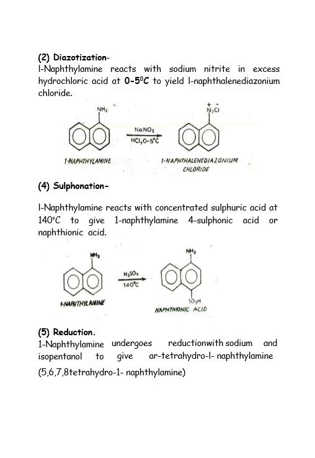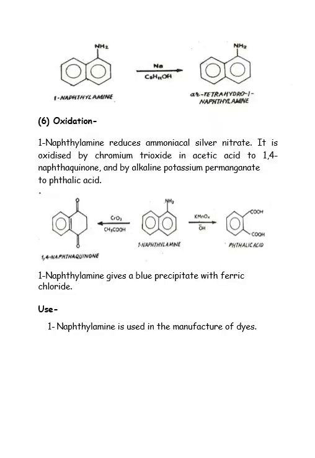Next, diazotization. 1-naphthylamine reacts with sodium nitrite in excess hydrochloric acid at 0 to 5 degrees centigrade to yield 1-naphthalene diazonium chloride. Next, sulfonation. 1-naphthylamine reacts with concentrated sulfuric acid at 140 degrees centigrade to give 1-naphthylamine 4-sulfonic acid, or naphthionic acid. Next, reduction. 1-naphthylamine undergoes reduction with sodium and ethyl alcohol to give aromatic tetrahydro-1-naphthylamine.